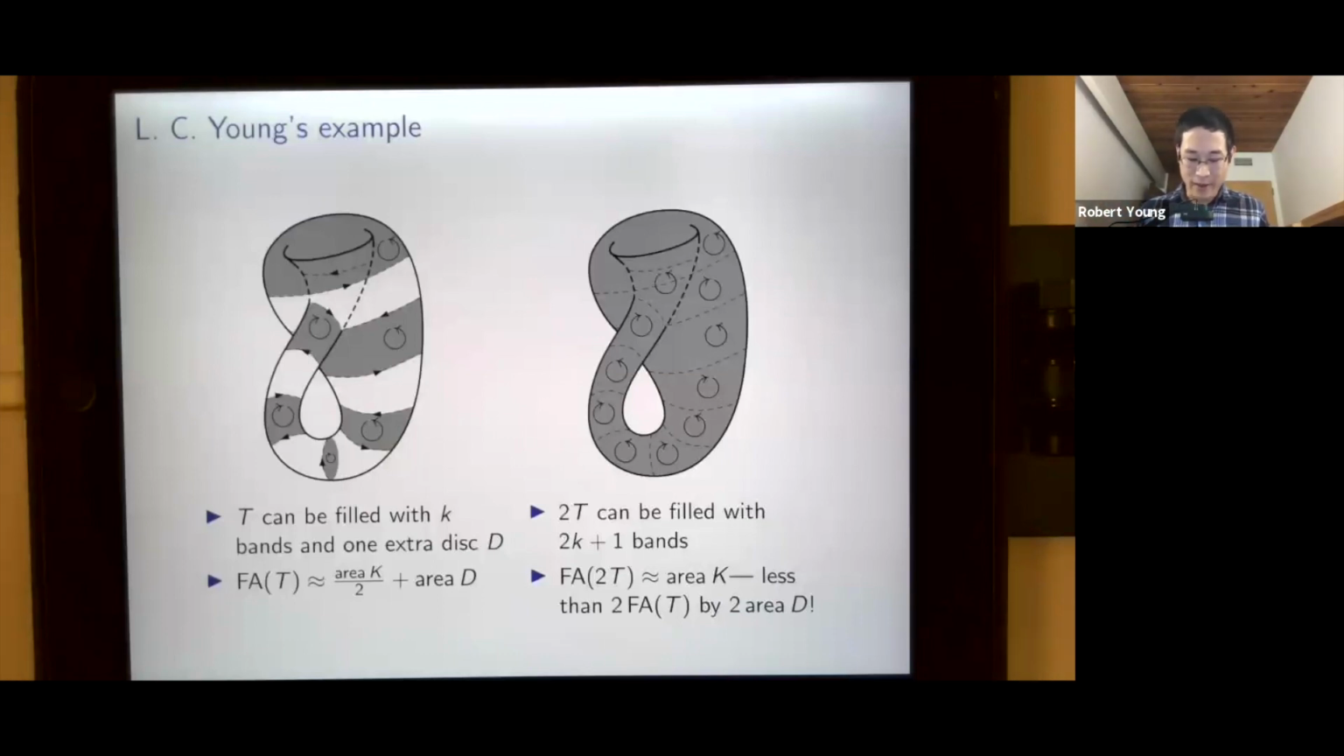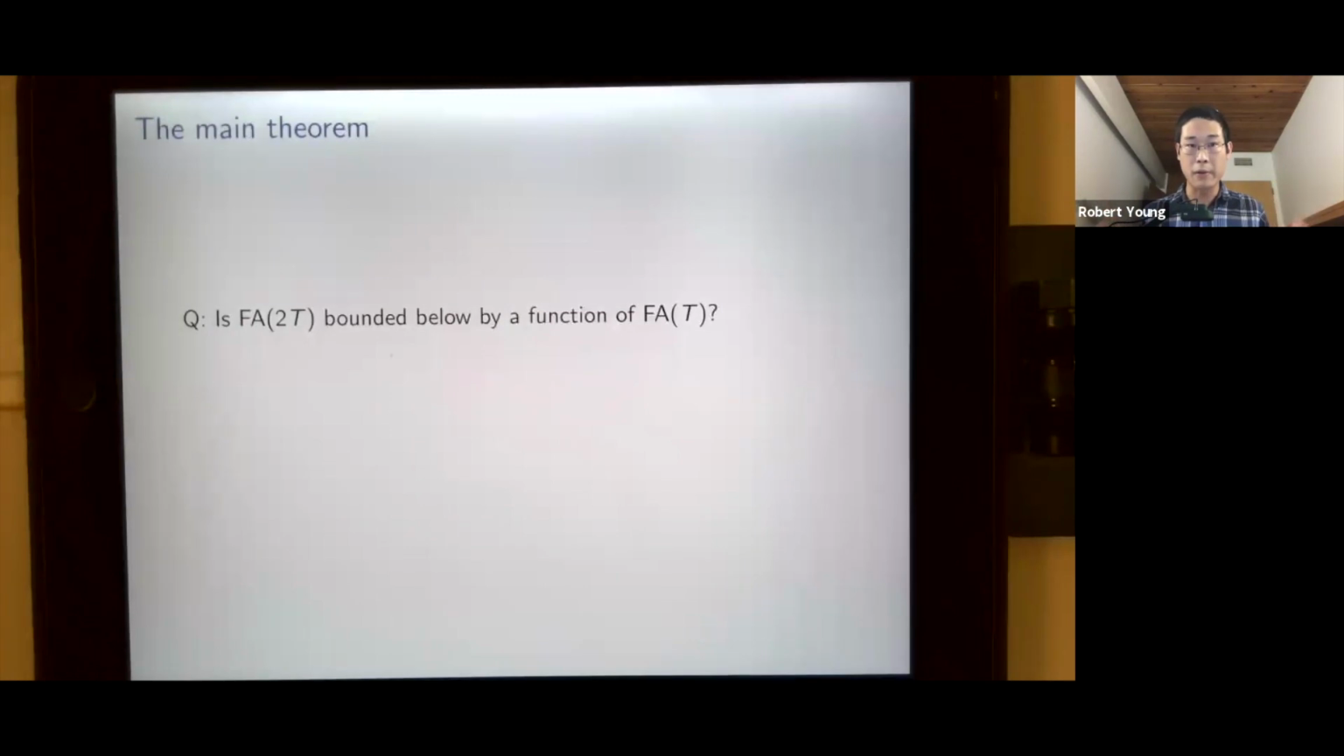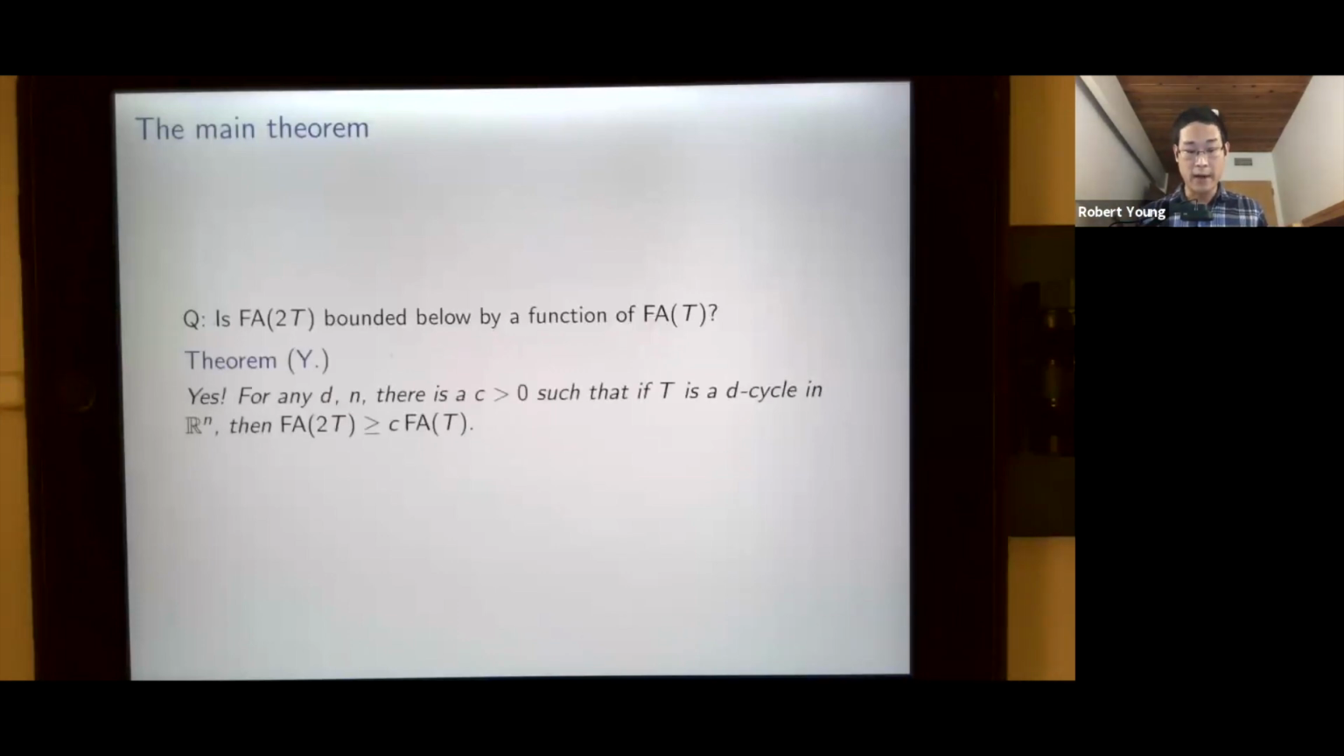you have a point there, which is that once you know that there's not an equality here, the natural question is, what is the relationship? Is there some constant so that the filling area of 2t is bounded below by c times the filling area of t? And the answer is yes. For any d and n, there's some c greater than 0, such that if t is a d cycle in Rn, then the filling area of 2t is at least c times the filling area of t.